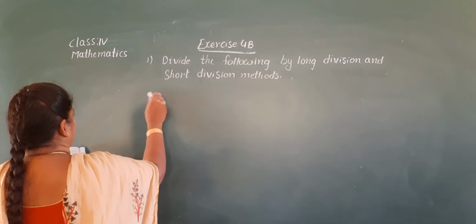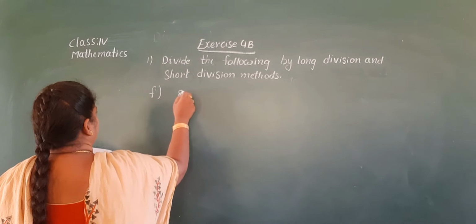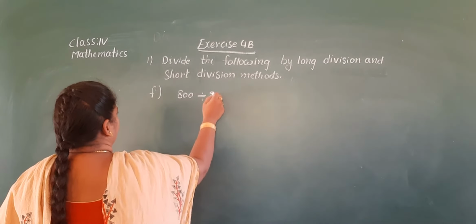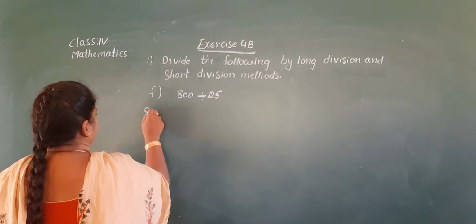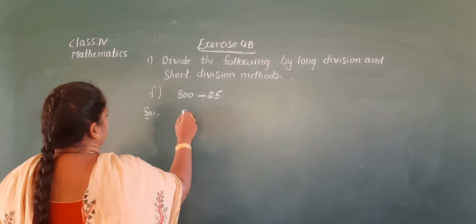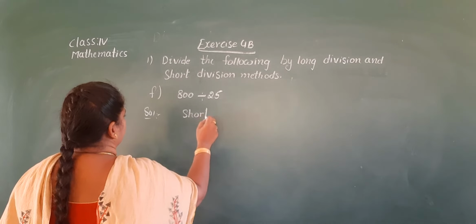E finished. F: 800 divided by 25. First, short division.